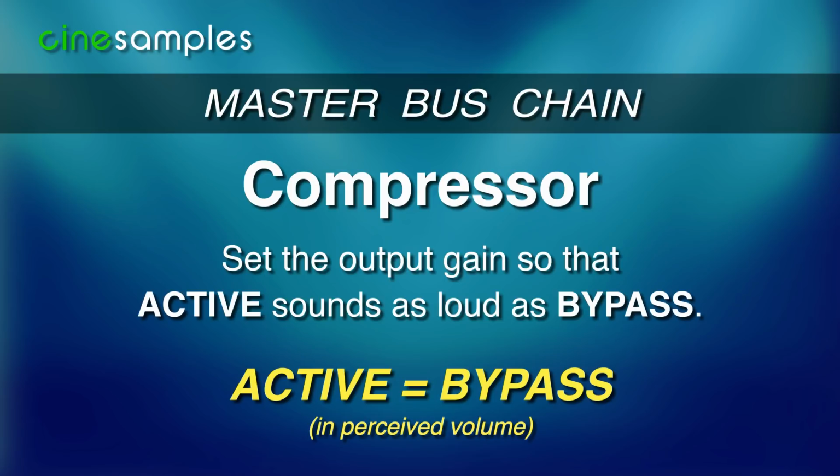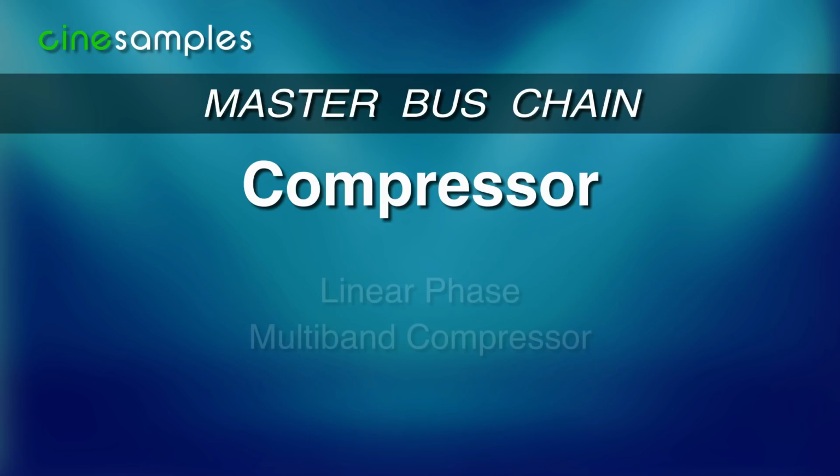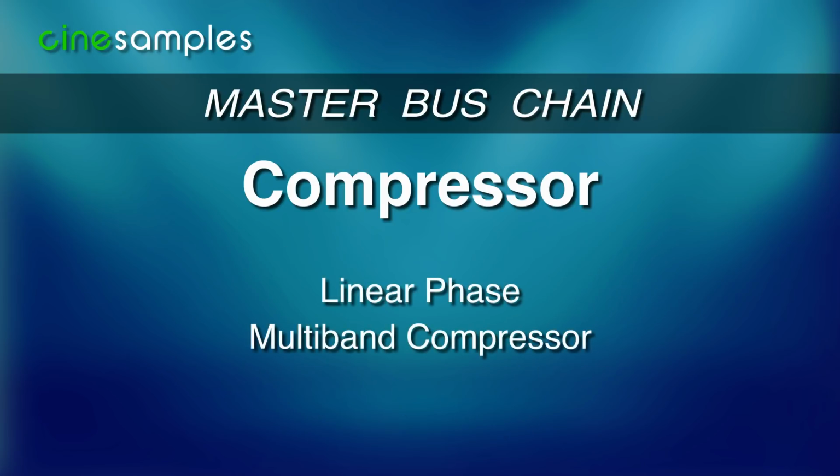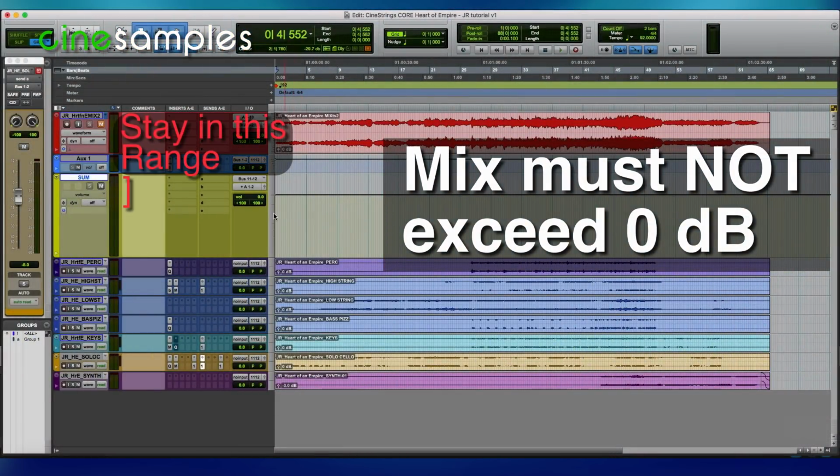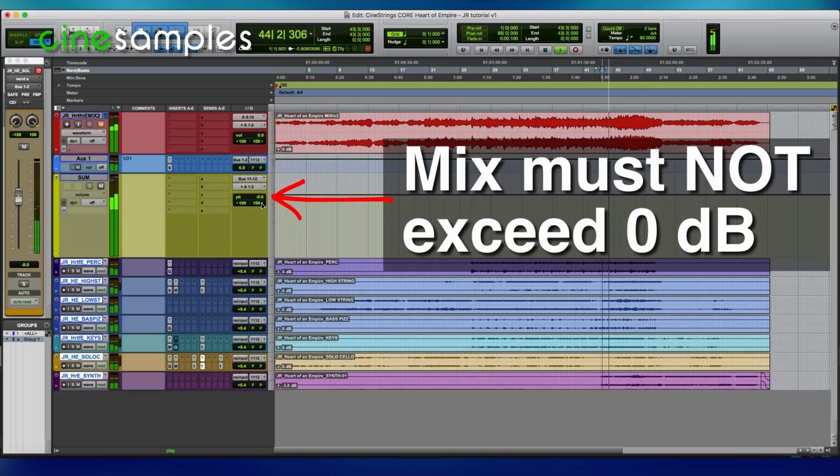Find a good compressor for the master that will stay true to your mix. Most linear multiband compressors are good for that. Let's go back to the demo session. Before you add any master bus plugins, you must make sure that your mix does not go over 0 dB, but also make sure the loudest part is at or above about -6 dB. If it's over 0 dB, you're going to be mastering a digitally distorted sound.